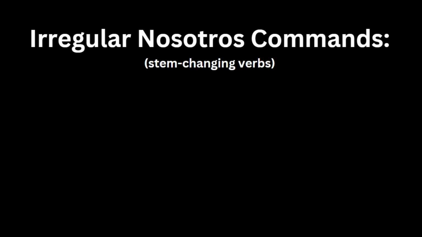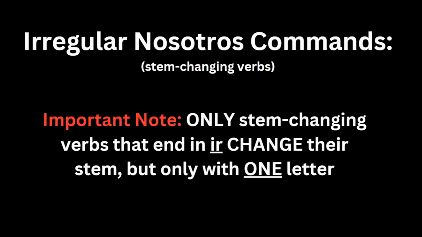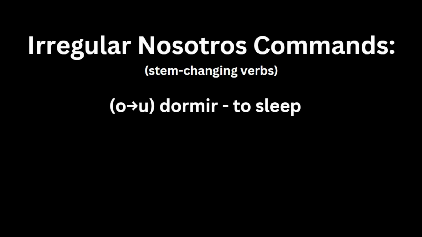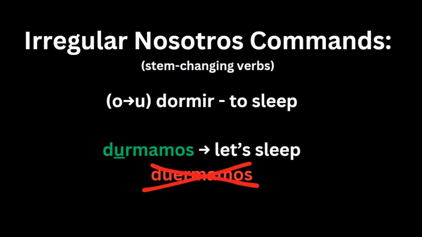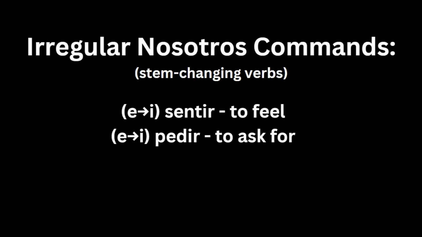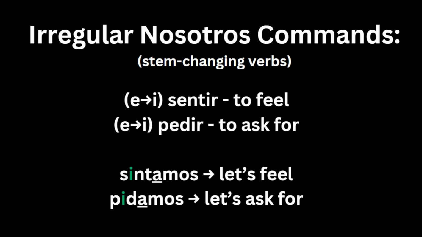After these verbs, there are stem changing verbs, and there's one important thing you need to know about them, and that is only stem changing verbs that end in IR change their stem, but only with one letter, like dormir, which goes from O to U. In the nosotros command, it will be durmamos, meaning let's sleep, not duermamos. It's a tricky exception, but it's easy to memorize. There's other verbs like sentir and pedir, which are also stem changing verbs ending in IR, and they would be sintamos and pidamos, meaning let's feel and let's ask for. That's how stem changing verbs, specifically verbs ending in IR, work with nosotros commands.